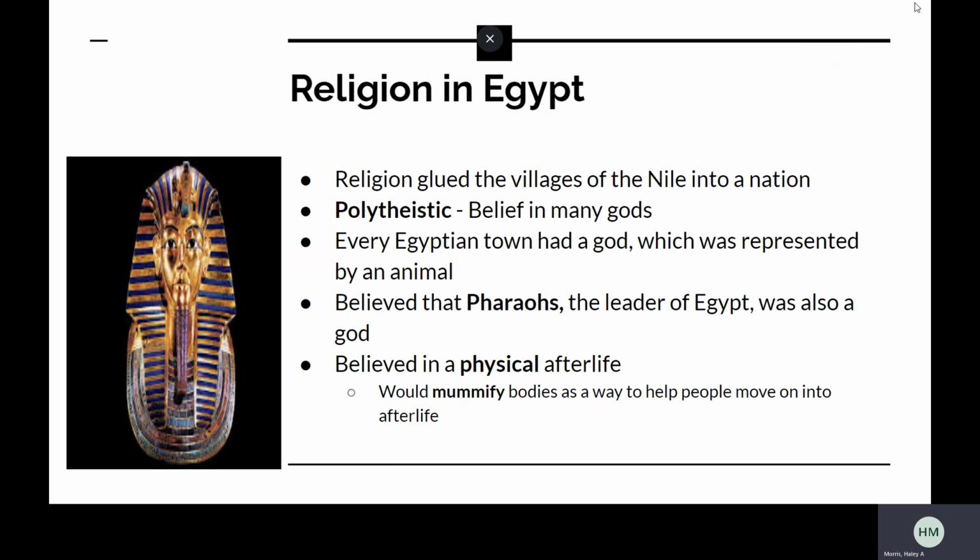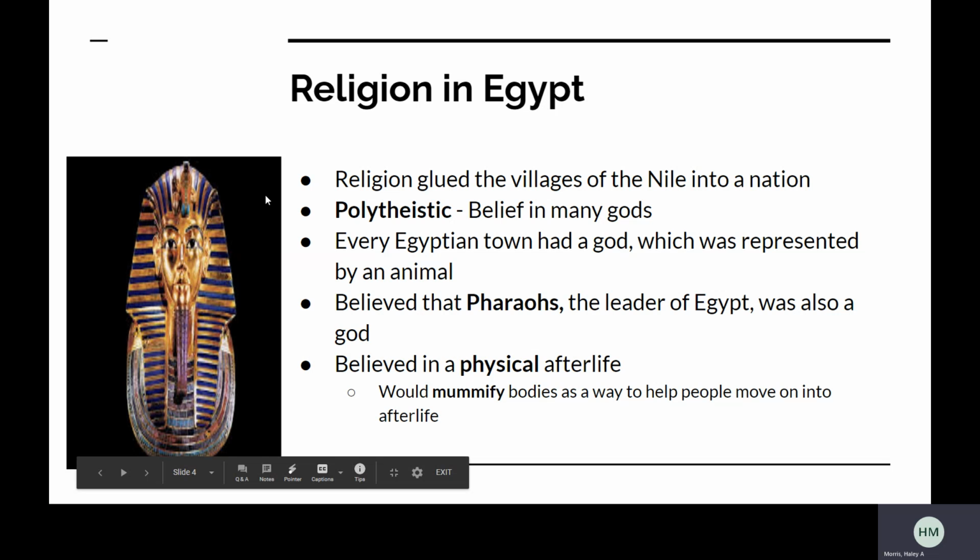Religion glued the villages of the Nile into a nation. So religion in Egypt, religion was the foundation of their civilization. They were polytheistic, the belief in many gods, just as the Mesopotamians were. Every Egyptian town had a god which was represented by an animal. And they also believed that their pharaohs, their leaders, the rulers, these guys over here, like you see to the left, were also a god.